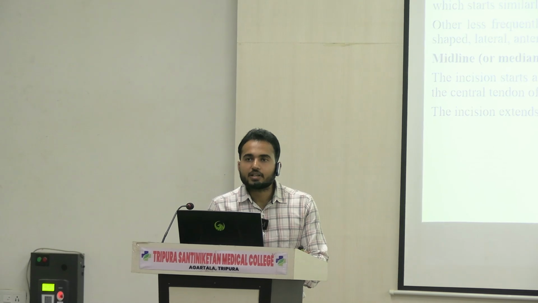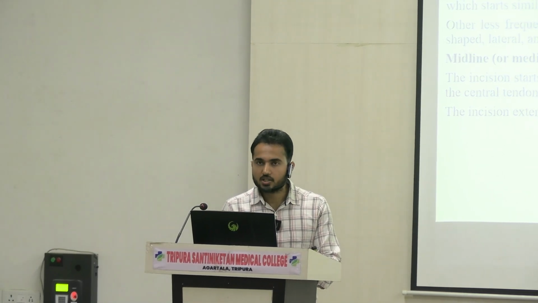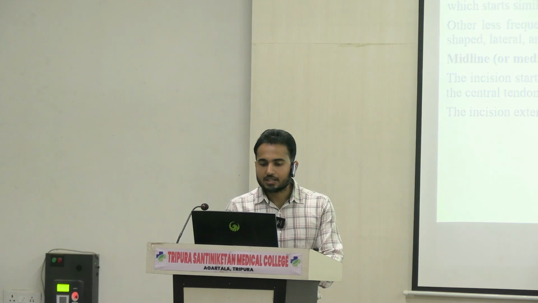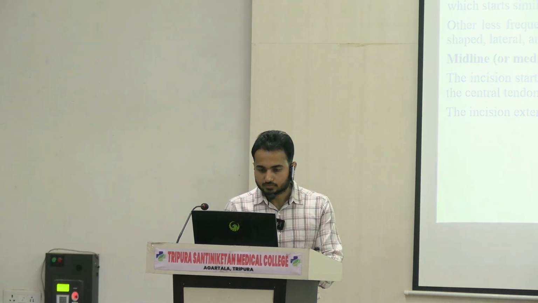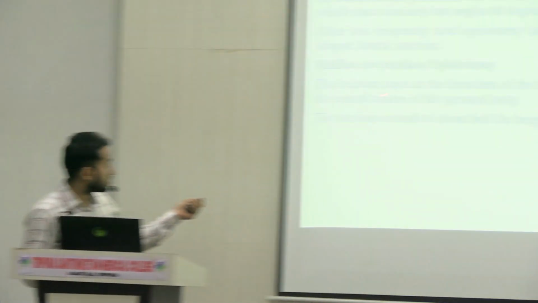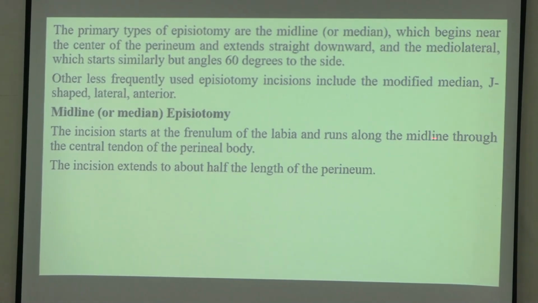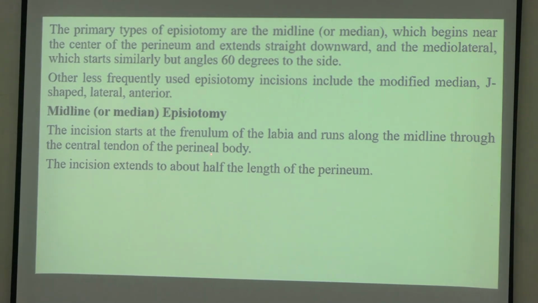Now, there are different types of episiotomy, for example, J-shaped, lateral, anterior, etc. Another type: if the incision starts at the frenulum of the labia and runs along the midline through the central tendon of the perineal body, then it is called median episiotomy.